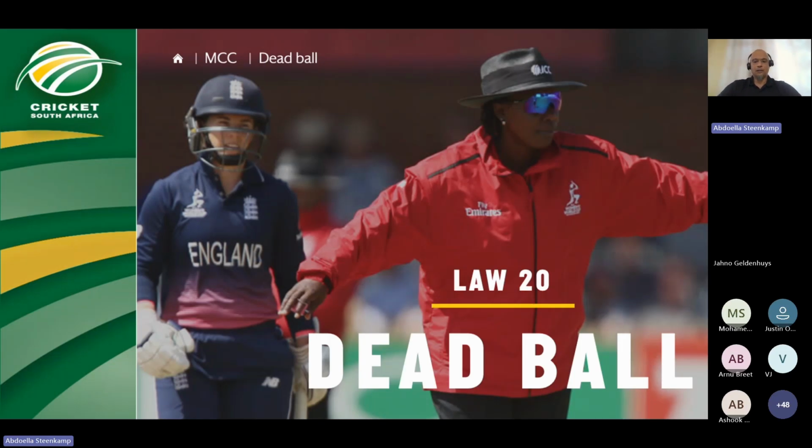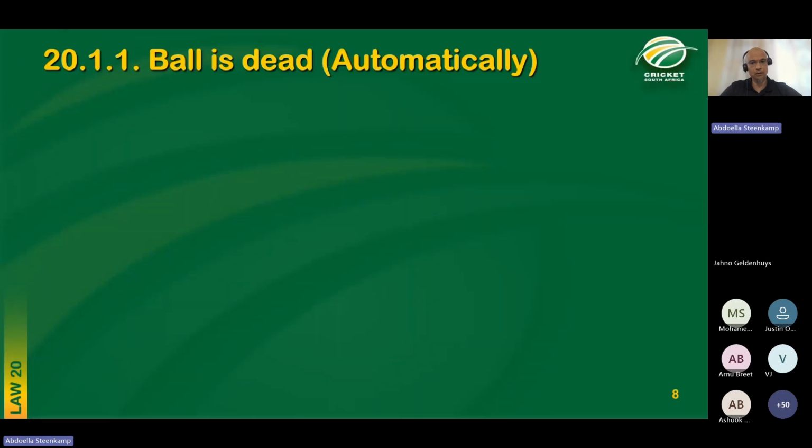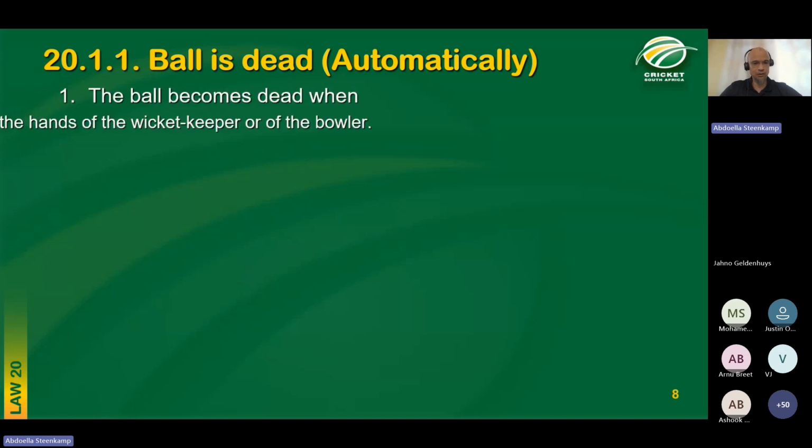Next law, dead ball. There are only 2 subsections that we're covering here. The first subsection is, when is the ball automatically seen as dead as per the law? And the second subsection, when do the umpires, either of them, need to call and signal dead ball? Let's first start with when the ball is automatically dead. There are 8 instances. Let's go through them.